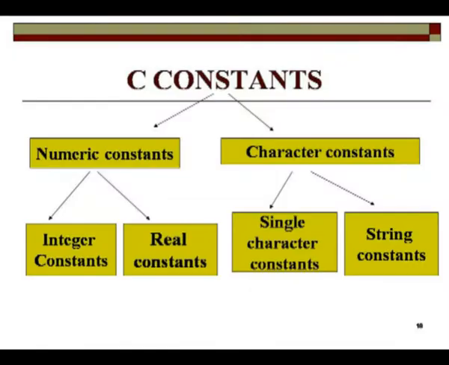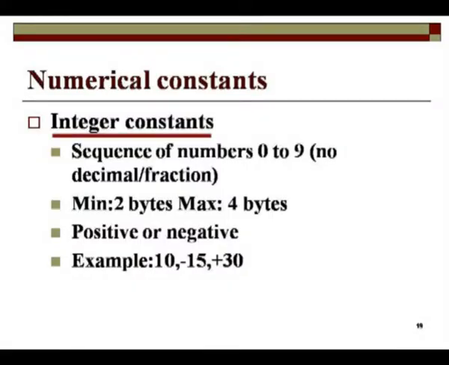So they are classified into numeric constants and character constants. Under numeric constants you have integer constants and real constants, and under character constants you have single character and string constants. Most of them you can identify from the name itself. So let us first look at the rules governing integer constants.